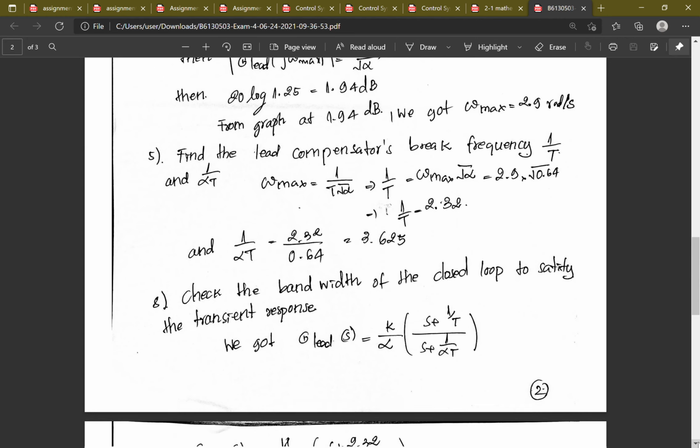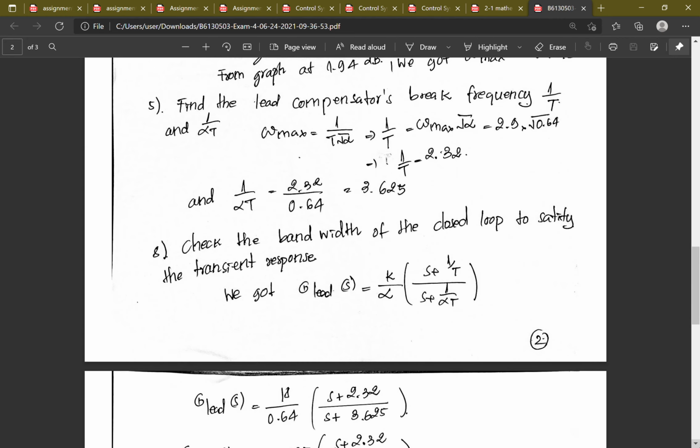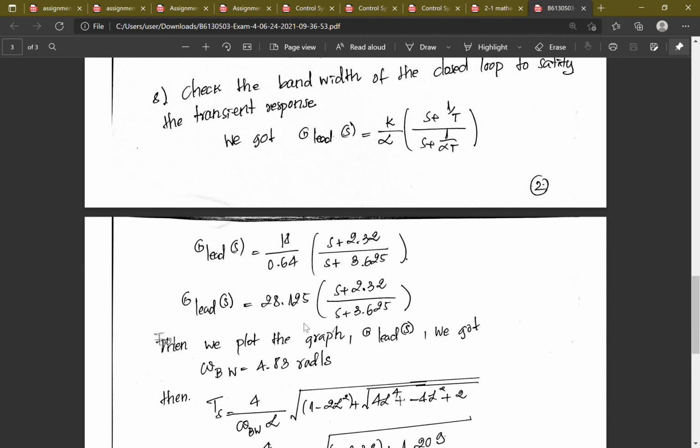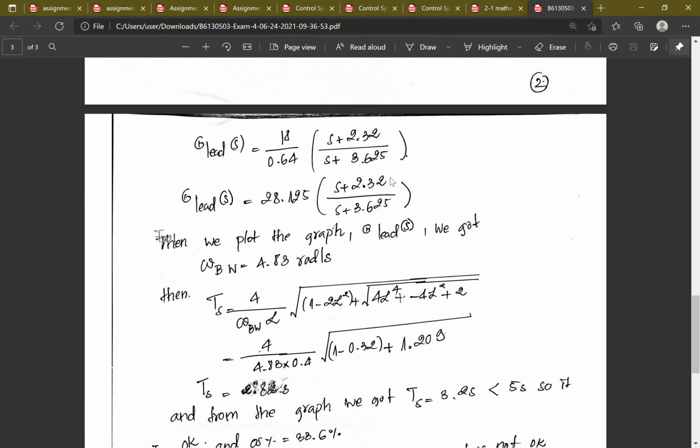And then we have to check whether the bandwidth of the closed loop and the steady state response is correct with what they want or not. So after we got the values of frequency, we substitute them into the G-lead transfer function, and we got this one. And then we need to plot this function by using closed loop code in the MATLAB, and from the graph we can get omega bandwidth, which is at decibel equal to -3, is 4.83 radians per second.